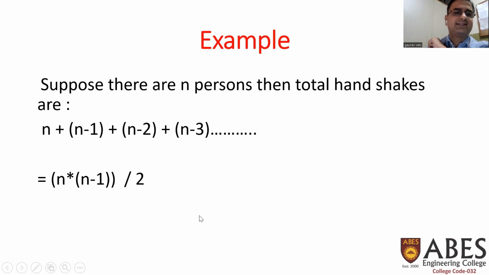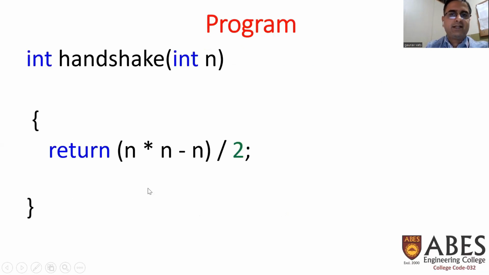So it's like this. Suppose there are n persons, then the total number of handshakes is n plus n minus 1 plus n minus 2 up to 1. And as I've told you earlier, it's like a mathematical problem. So the total of these numbers is according to this formula, n into n minus 1 by 2. And this is the function I have to return in my HackerRank platform. The function's name is Handshake, which is integer type, and n is the number of attendees, as I've told you earlier. Now I'm returning this value.